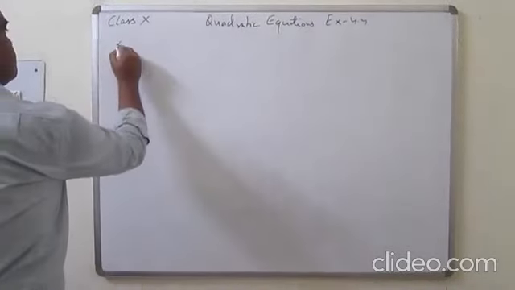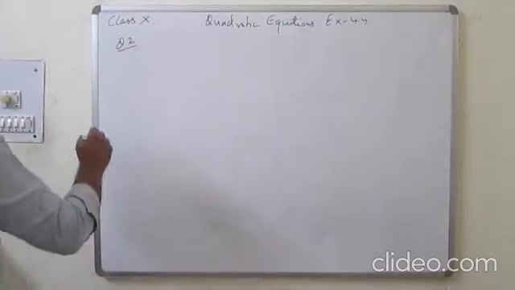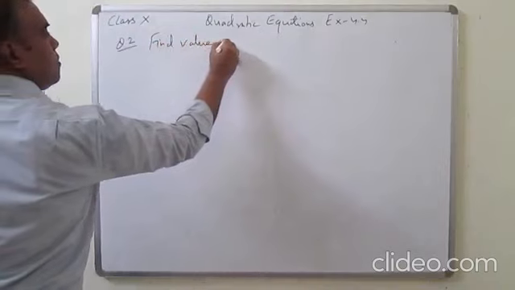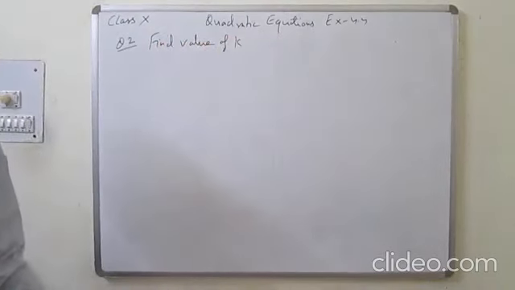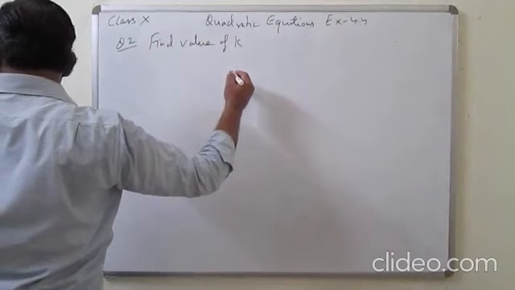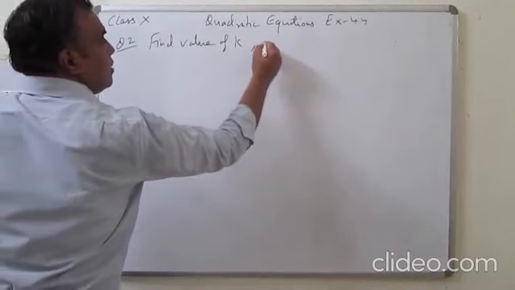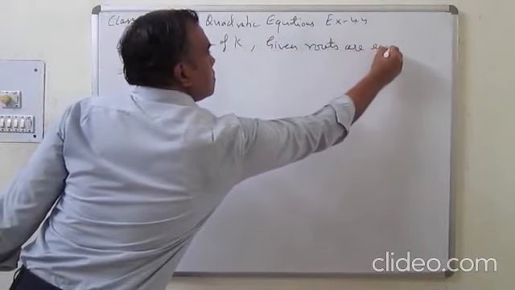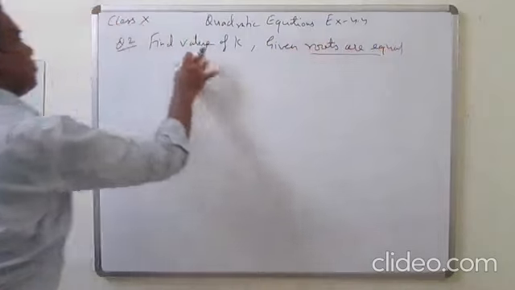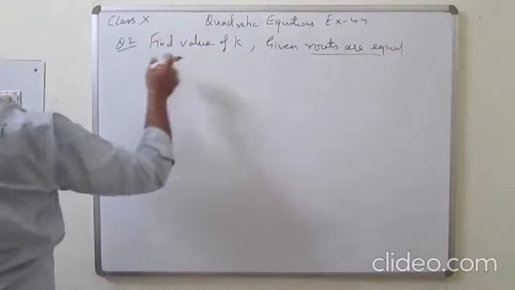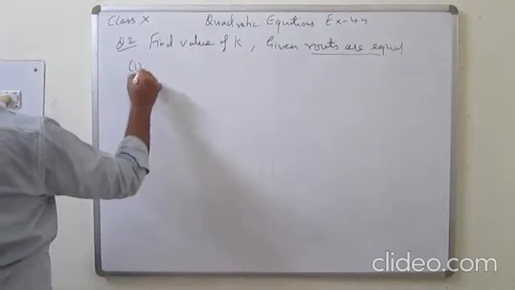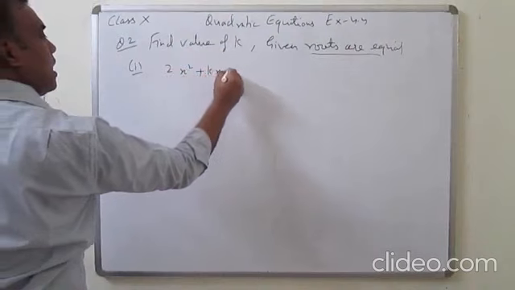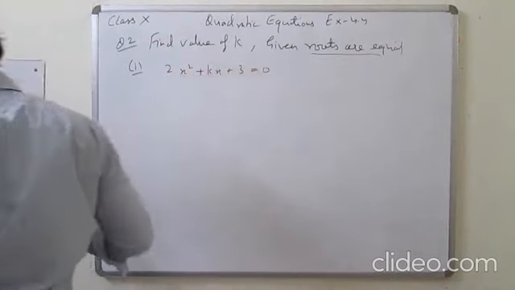Question 2, first part, find the value of k. They have two equal roots given to you. Roots are equal. Find the value of k in quadratic equation. Quadratic equation first is given to you, 2x square plus kx plus 3 is equal to 0.